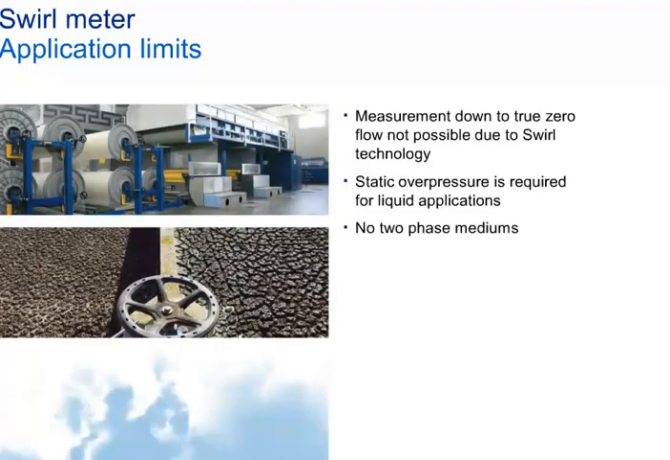Two-phase media like paper or sludge and wet steam cannot be measured. Liquids and gases are measured at completely different flow velocities, so a gas-liquid mixture will be measured under incorrect conditions.